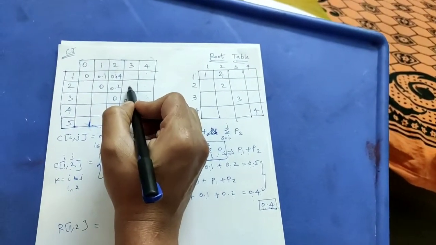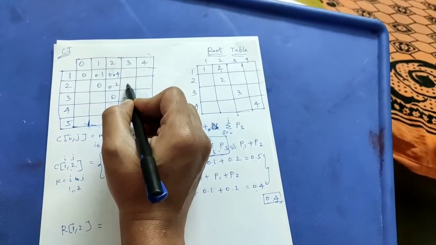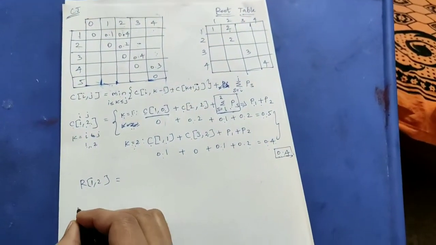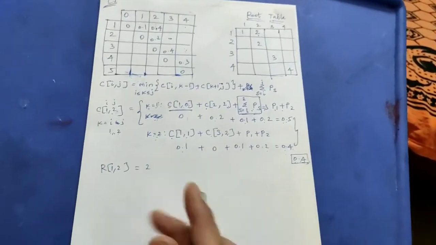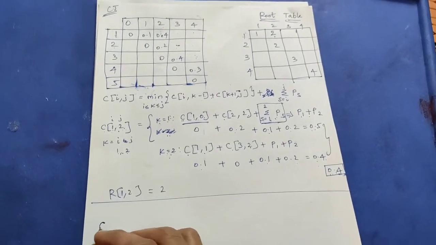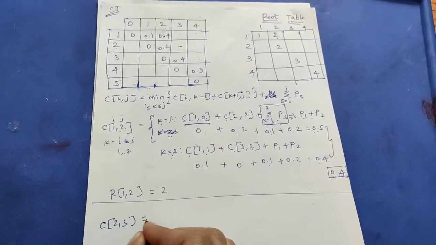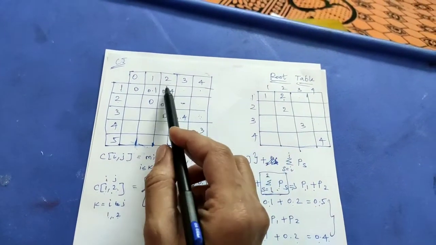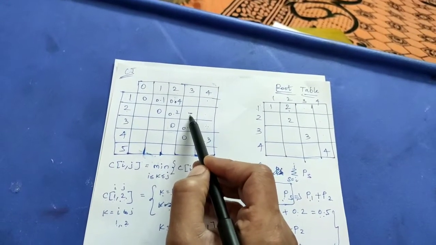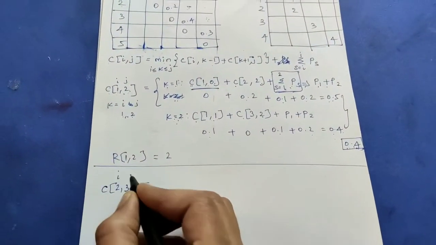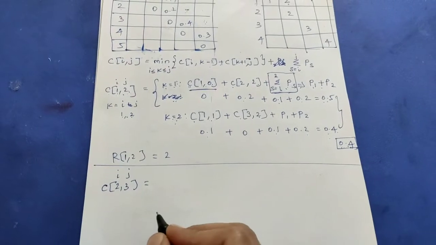Next, I have to go for finding the next location, that is this location. What is the location value? I have to find the next location value as 2, 3, because I have to fill this diagonal. So I have filled this location. Next diagonal location is this. The location can be found using 2, 3. So I have just taken 2, 3. Now I is 2, j is 3.